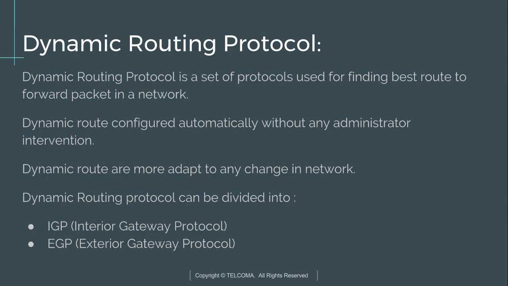So the dynamic routing protocol is a set of protocols used for finding the best path to route the packet in the network. The dynamic routes are configured automatically without any administrator intervention. It means these routes are configured or updated automatically in the network. These are not configured by the network administrator. So the dynamic routes are more adaptive to any change in the network. The dynamic routing protocols can be divided into two parts: IGP, interior gateway protocol, and EGP, exterior gateway protocol.